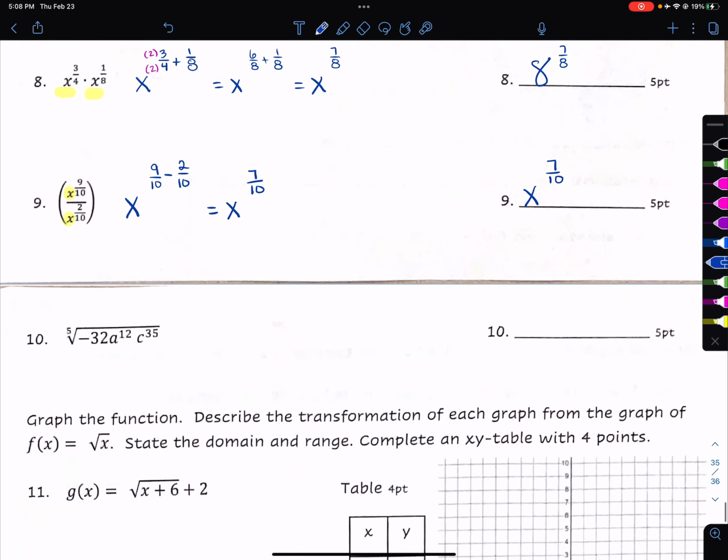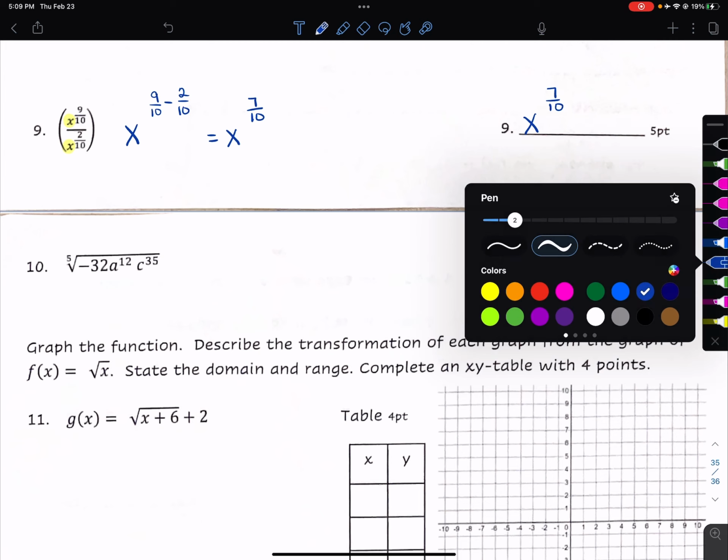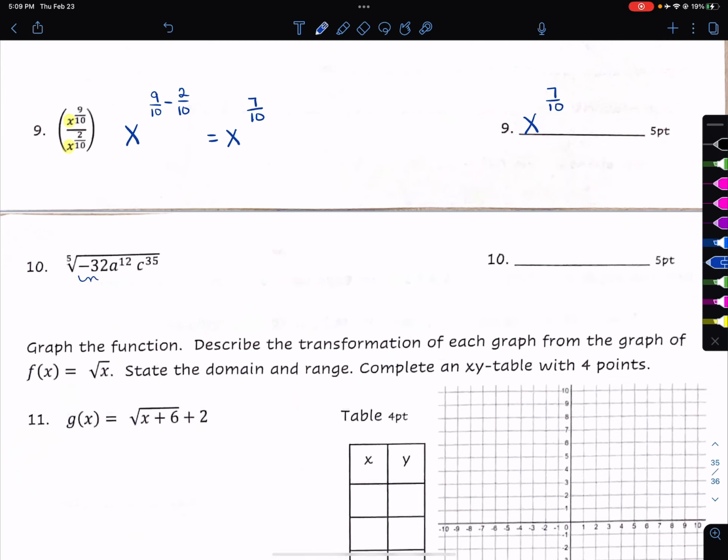Okay. All right, on number 10, we are simplifying this. We've got to take the fifth root of each of these pieces. Okay, so we are taking the fifth root of negative 32, taking the fifth root of a to the 12th, and the fifth root of c to the 35. All right, so to a power of 35.